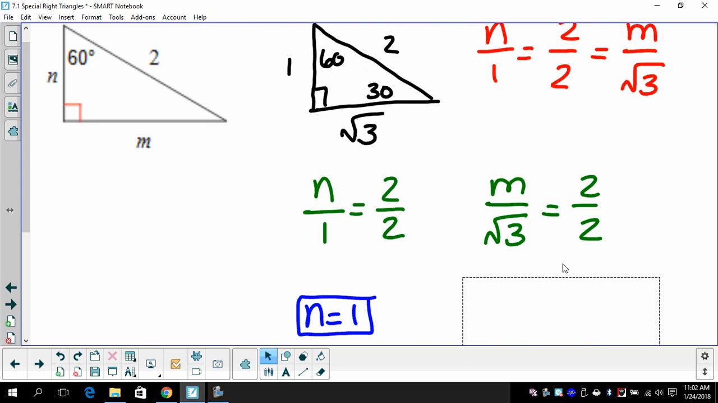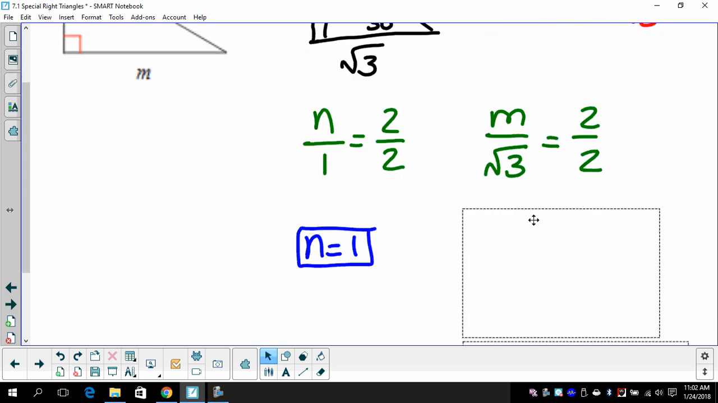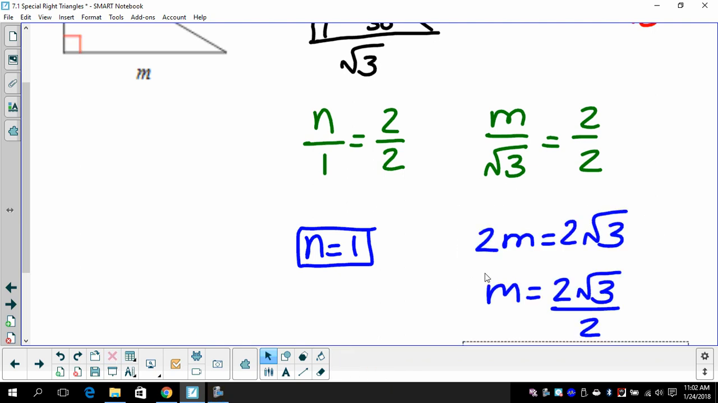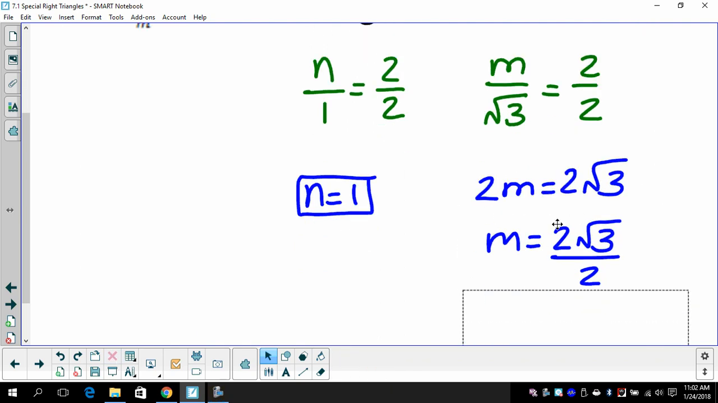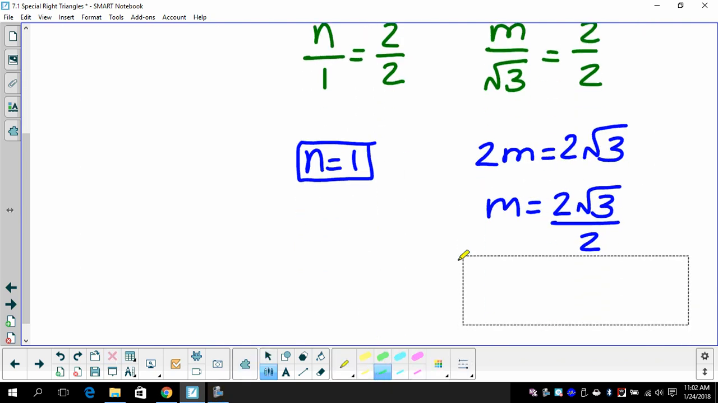And here I'll cross multiply 2 times m and 2 times root 3. Then divide by 2. These 2's cancel because 2 divided by 2 is 1, and so m is equal to root 3.